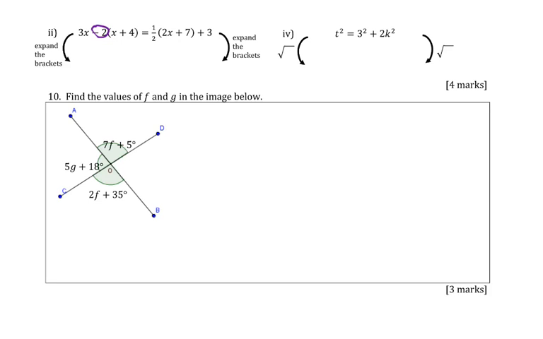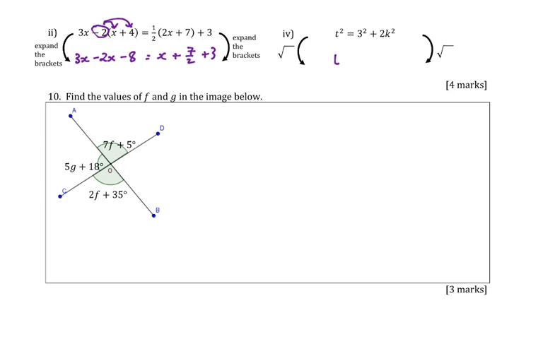In this question, it says expand the brackets. Now, notice how we have negative 2 lots of x plus 4. So we're going to have to do negative 2 times x and negative 2 times 4, giving us 3x minus 2x. And then minus the 8. A common mistake was not to put negative 8 there. Here we have a half lots of 2x, which is x, and then a half lots of 7, which is 7 over 2, plus 3.